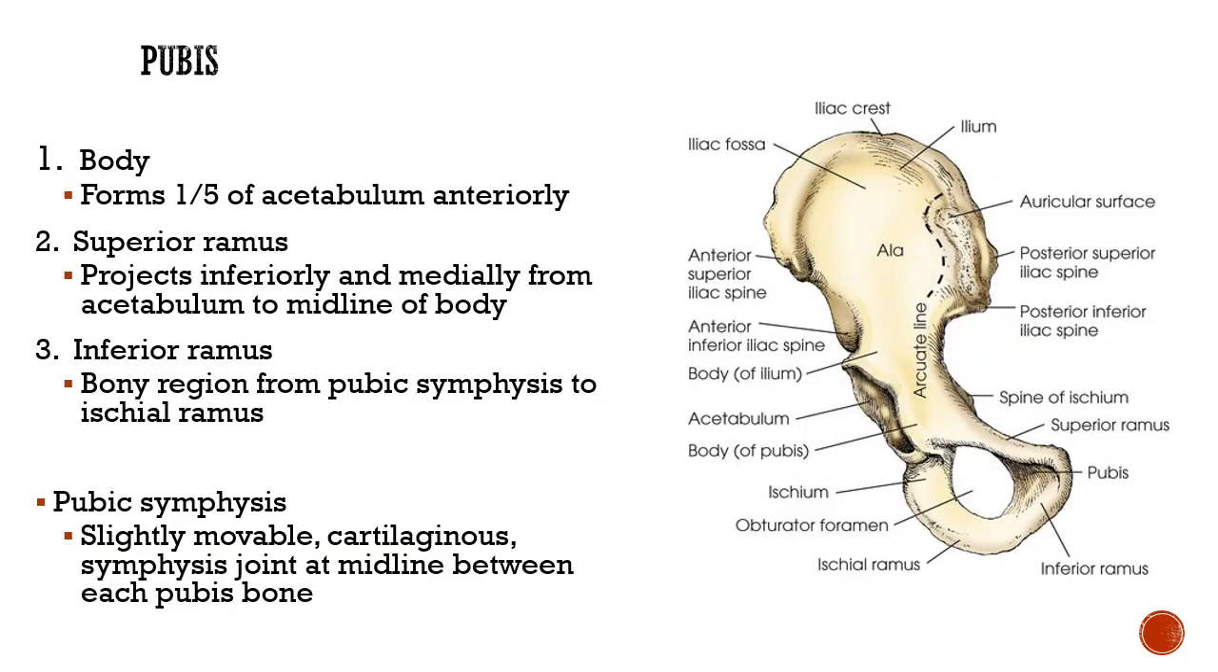And then we have the pubis. The pubis is the smallest part of the hip bone. We have the body of the pubis, which forms 1/5 of the acetabulum anteriorly. The superior pubic ramus, which is the portion that's up here, is going to project inferiorly and medially from the acetabulum to the midline of the body. We also have the inferior pubic ramus, which is right down below there. It's going to run from the pubic symphysis to the ischial ramus. And then we have the pubic symphysis, which is going to join the midline between the two pubic bones.